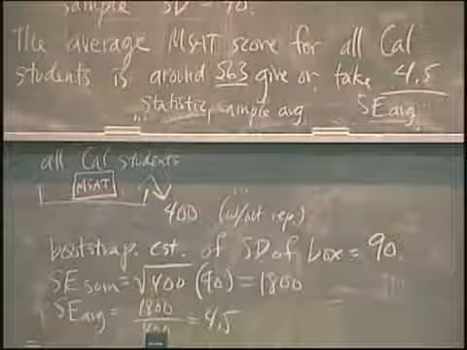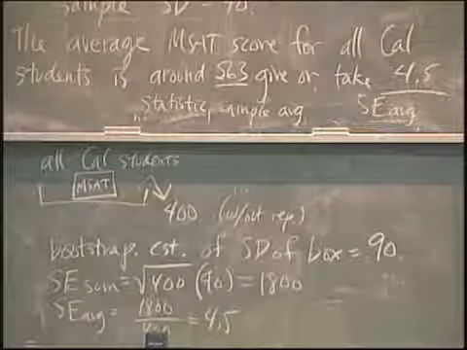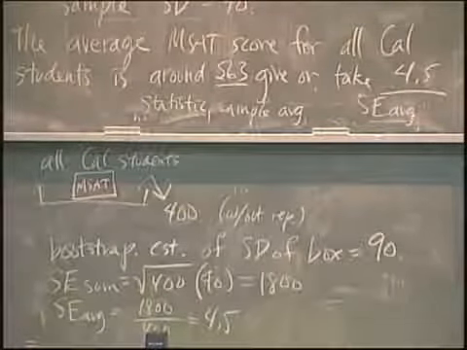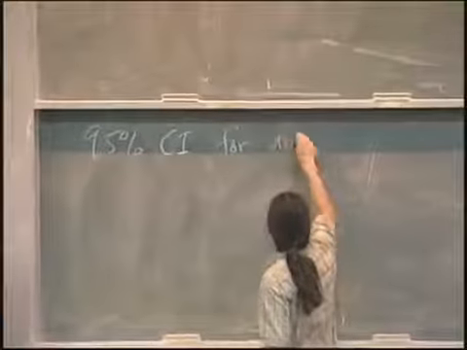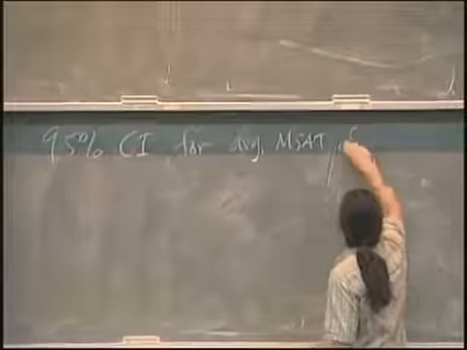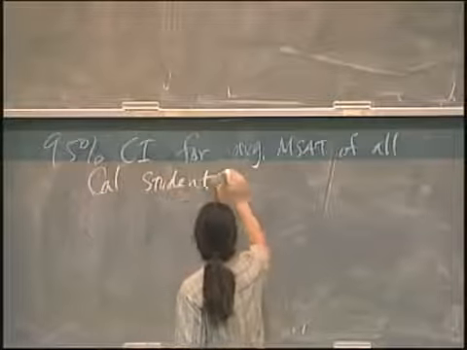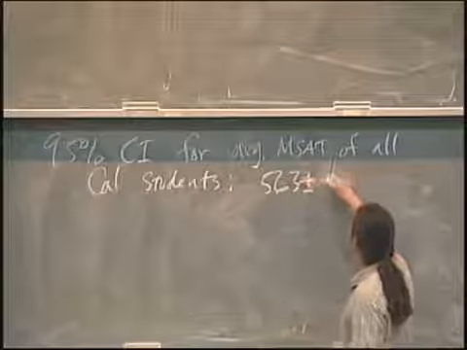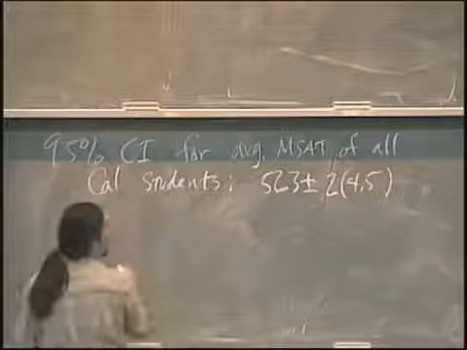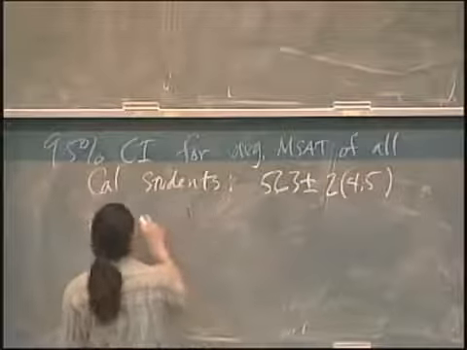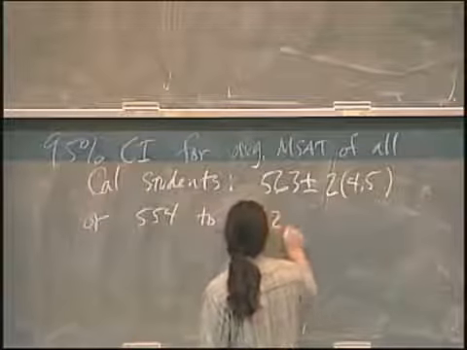Okay, so let's do a confidence interval. The 95% confidence interval for the parameter, which is the average MSAT of all Cal students, is 563 plus or minus two standard errors, or if you want to actually figure out what those numbers are, 563 minus 9 is 554 to 572. Okay?